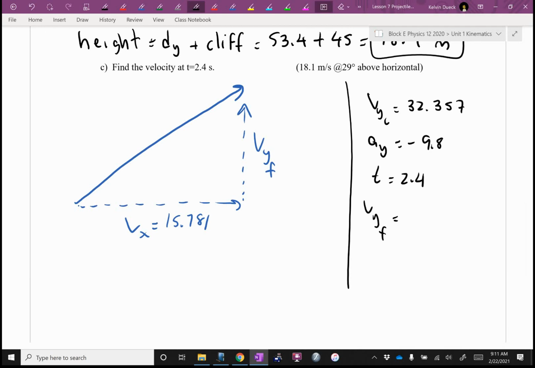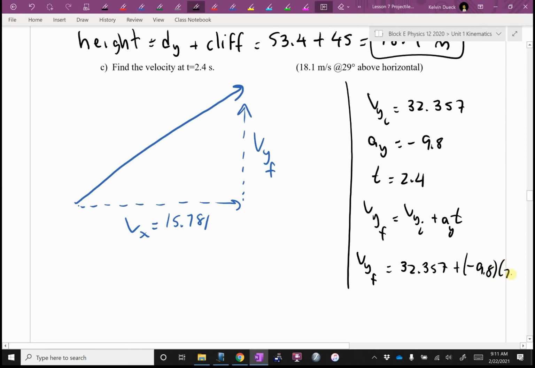Yeah, you might want your formula sheet out. Which one? So Vy final equals Vy initial plus Ayt. Yeah. Vy final equals 32.357 plus negative 9.8 times 2.4.